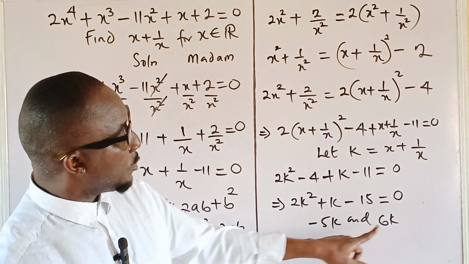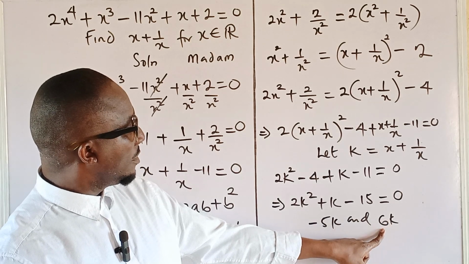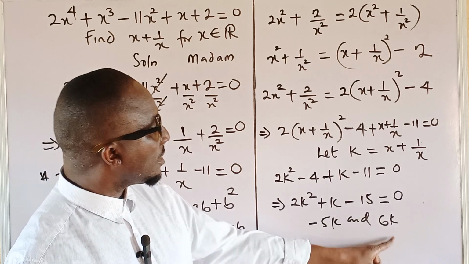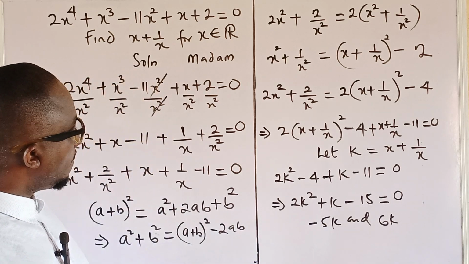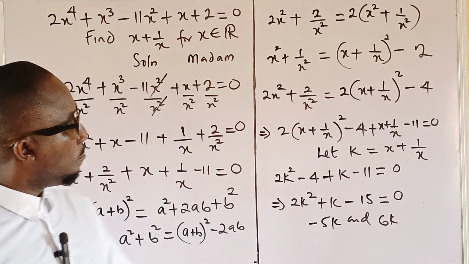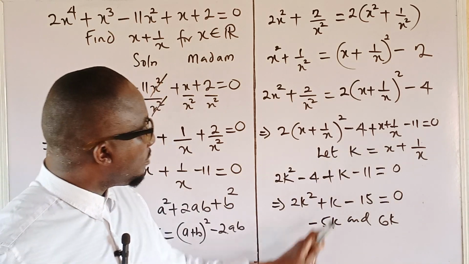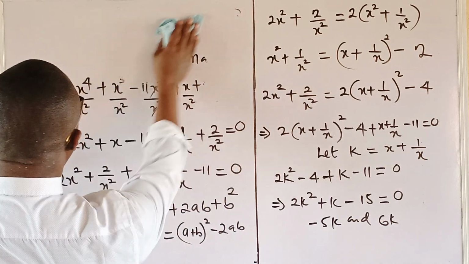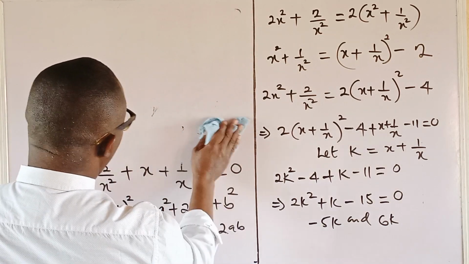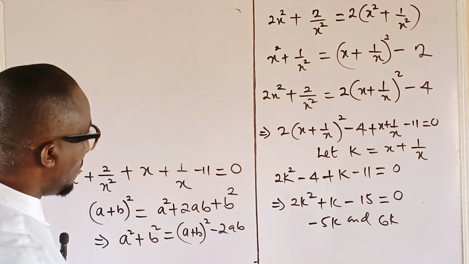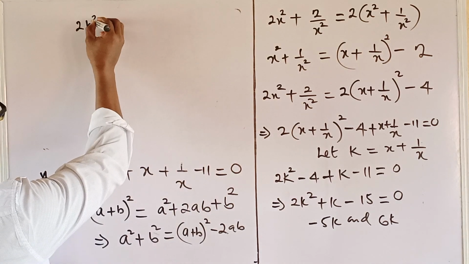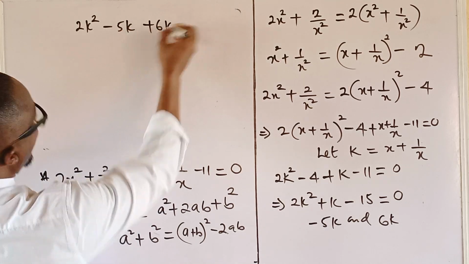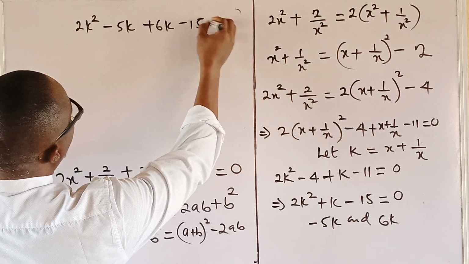If I add negative 5 to 6, I'll get 1. If I multiply negative 5 and 6, I'll get negative 30. So we shall insert this in place of k. For the sake of our audience in high school, I will take this part off. It's just one lap to go. So I will write 2k squared minus 5k plus 6k minus 15 equal to 0.